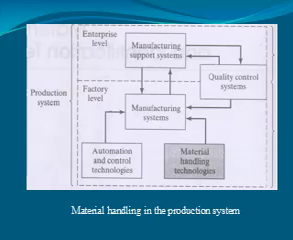This is the production systems line diagram. Here we are showing the manufacturing support system, manufacturing systems, automation and control technology, material handling technology, and quality control systems.